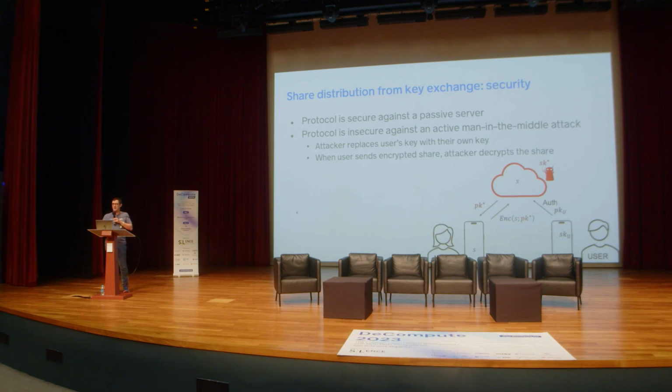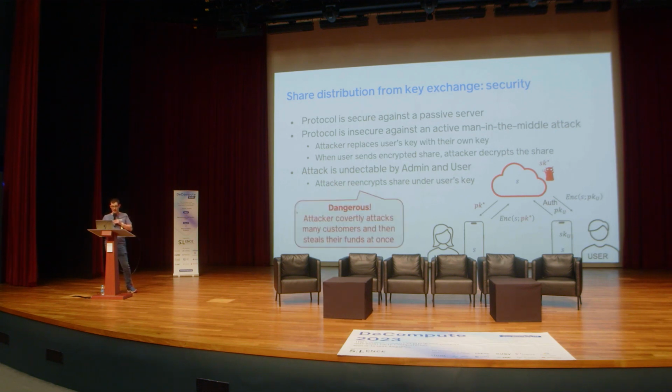And what makes this man-in-the-middle attack worse here is that it's undetectable. The server can, after learning the share, re-encrypt it with the user's public key, and so the user still gets the share, but the attacker learned the share. This is bad in this wallet scenario because if the server is compromised, they can run this attack for a while and learn the private keys of multiple customers, and then steal all the funds at once. So covert attacks are particularly dangerous in this case.